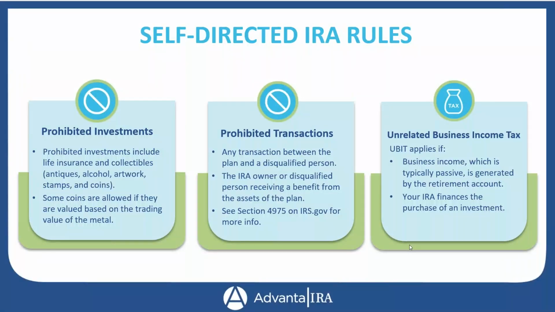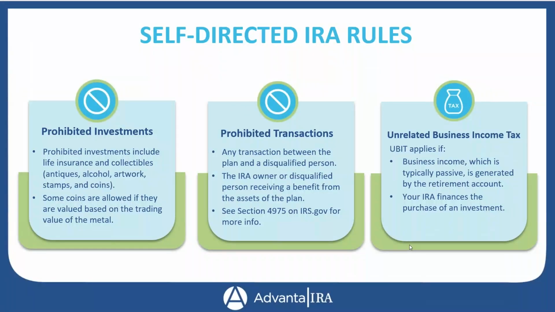And it applies if business income is going to be received by the IRA. Now, think about that for a second. Typically, you're going to have passive income being received by the IRA. Long-term rental income, interest payments, dividends, these are all typically going to be considered passive. But if business income is going to be returned to the retirement account, then it's going to trigger UBIT.